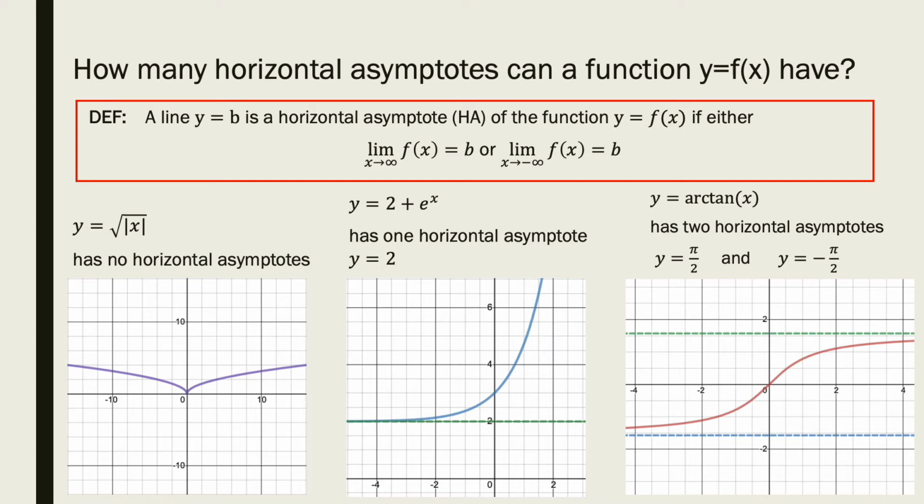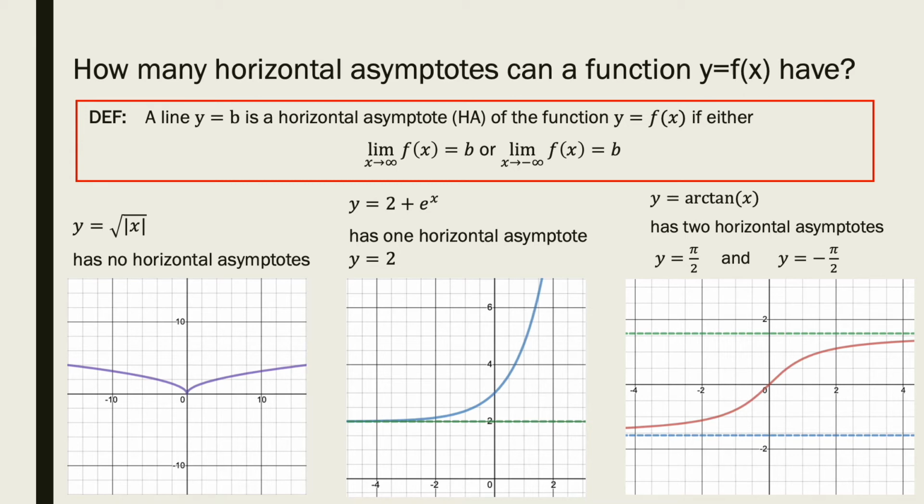We get pi over 2 when we look at how the function arctangent of x behaves as x goes to plus infinity, and arctangent wants to behave as a constant pi over 2. So this is our first horizontal asymptote. If we look at the second limit of the function arctangent of x as x goes to minus infinity, we notice that arctangent wants to behave as a constant minus pi over 2. So the line y equals minus pi over 2 is indeed our second horizontal asymptote.